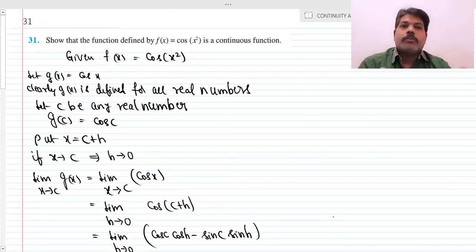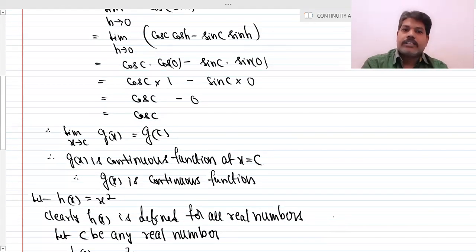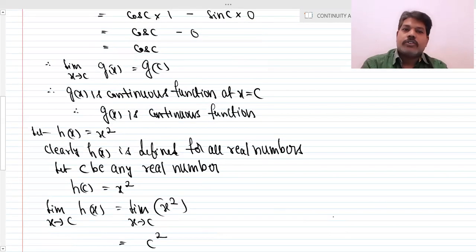So first we have to understand that it is a composite function. First g of x is equal to cos x is a function. So first we have to prove that that function is a continuous function. So we already proved that one. Next we have to take that second function, h of x. What is the h of x? H of x is equal to x square.